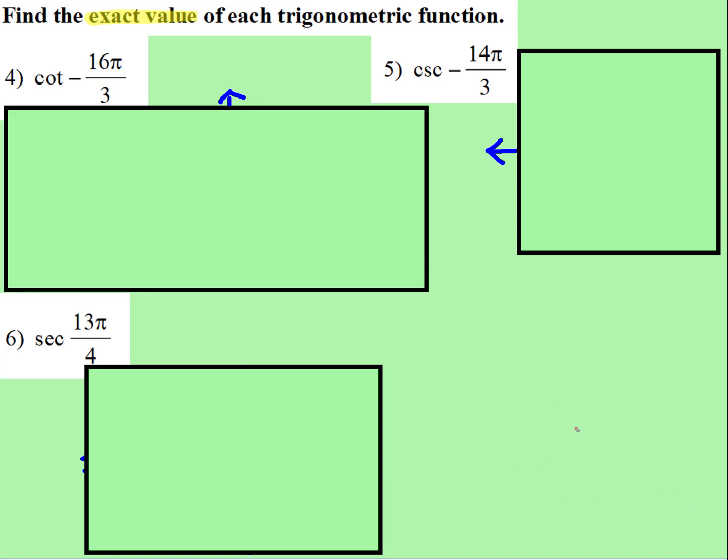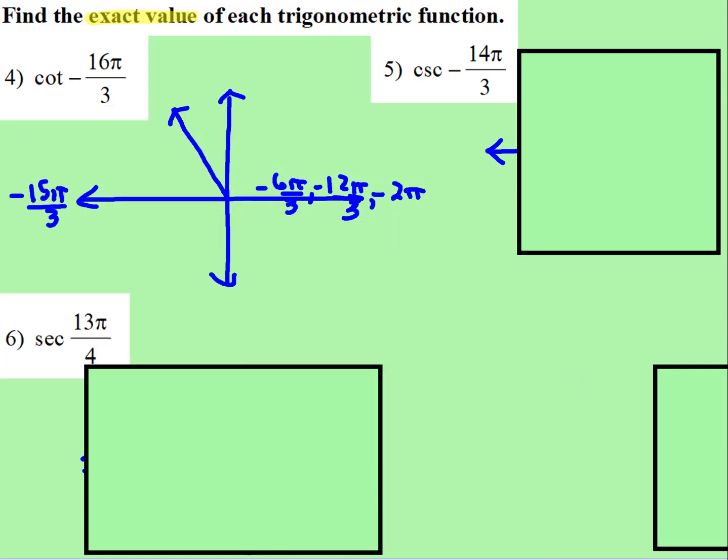So one good technique would be to draw a coordinate plane and then look at, you have to find negative 16 pi thirds. Well, you know you're going to be going in the negative direction. So remember, negative 2 pi is the same as negative 6 pi thirds. Well, we're not even close to that. So if you double that, it's negative 12 pi thirds.